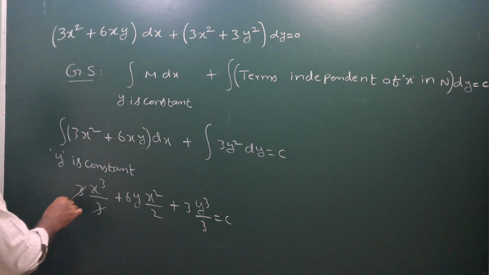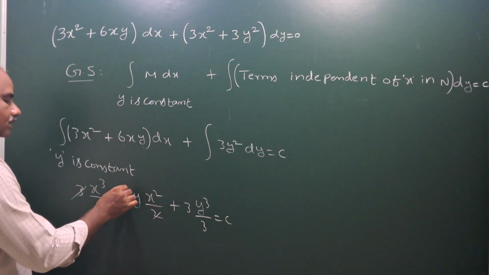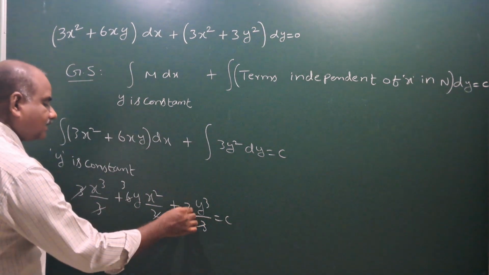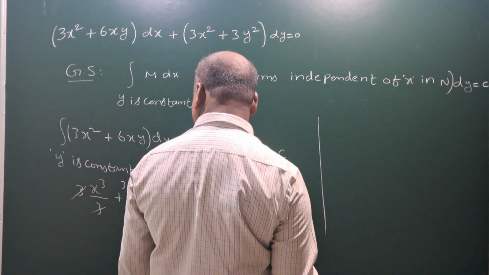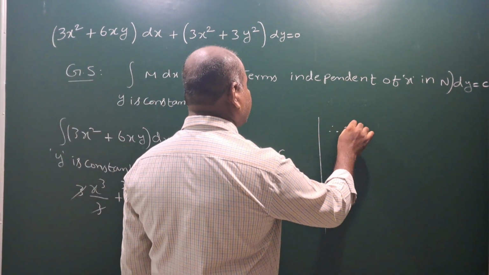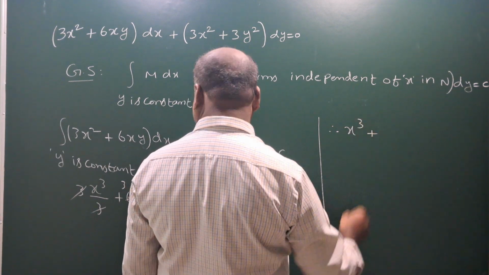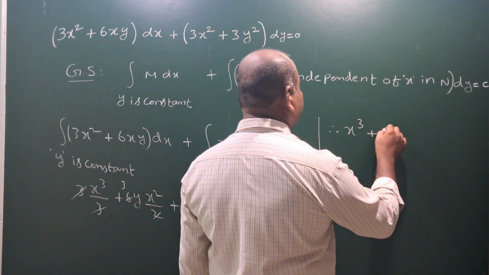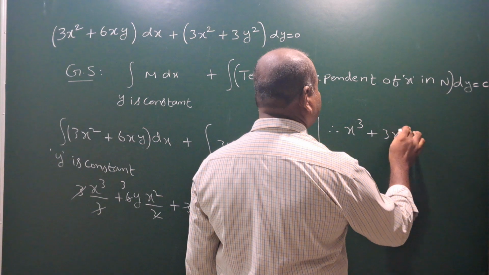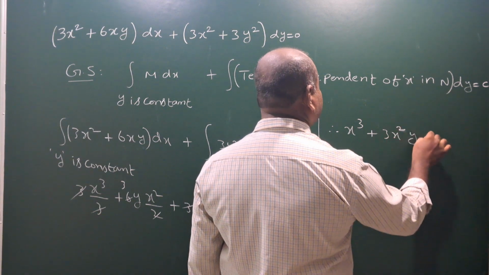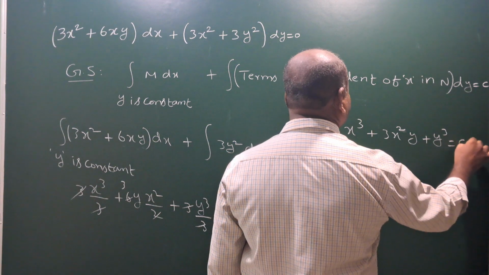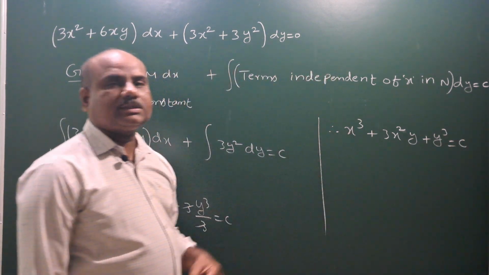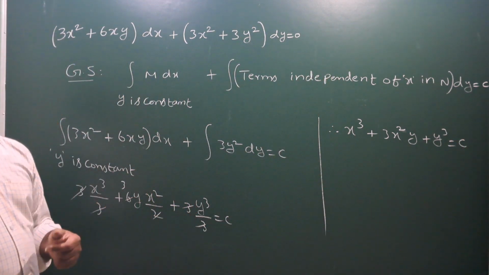So cancel 3, here 2 into 1, 2 into 3, here cancel 3. So finally the general solution is x³ + 3x²y + y³ = c. So this is the general solution of this problem. Thank you.